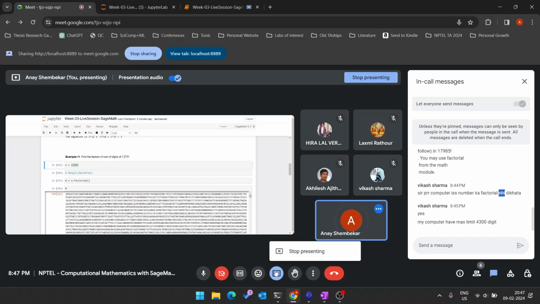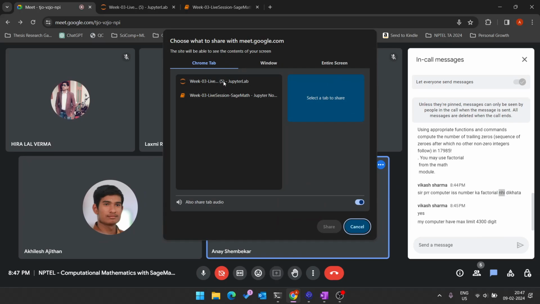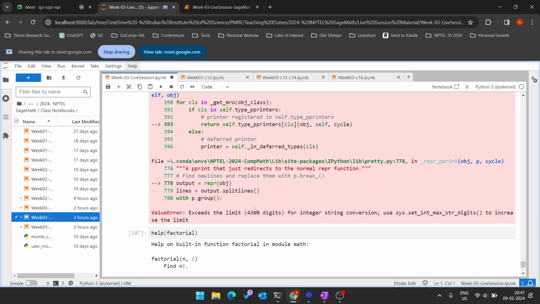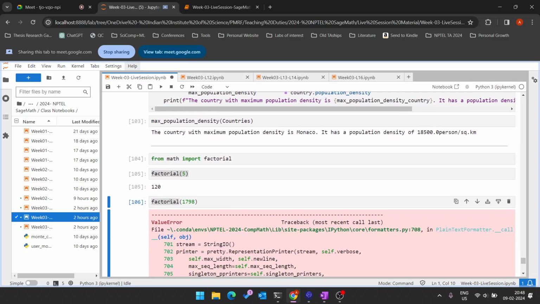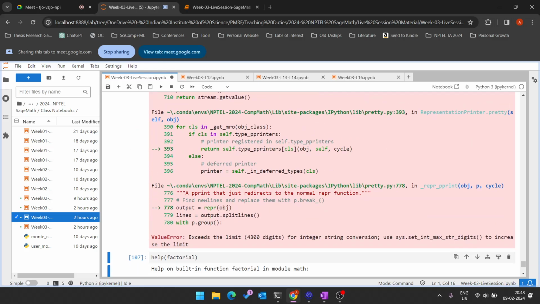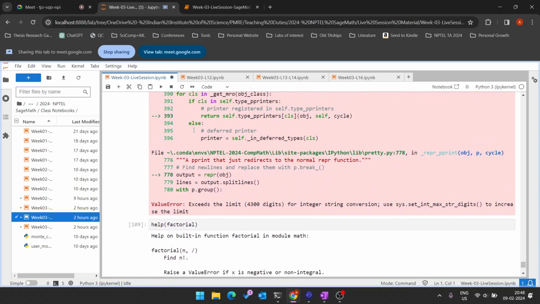Okay, I think I forgot sharing. So, yeah, I can see the same thing that you are saying, right? 4300 digits. Yeah, this is when I'm running this in the Python kernel, right? I have not even gone that far actually. We have said something like 17985 there.